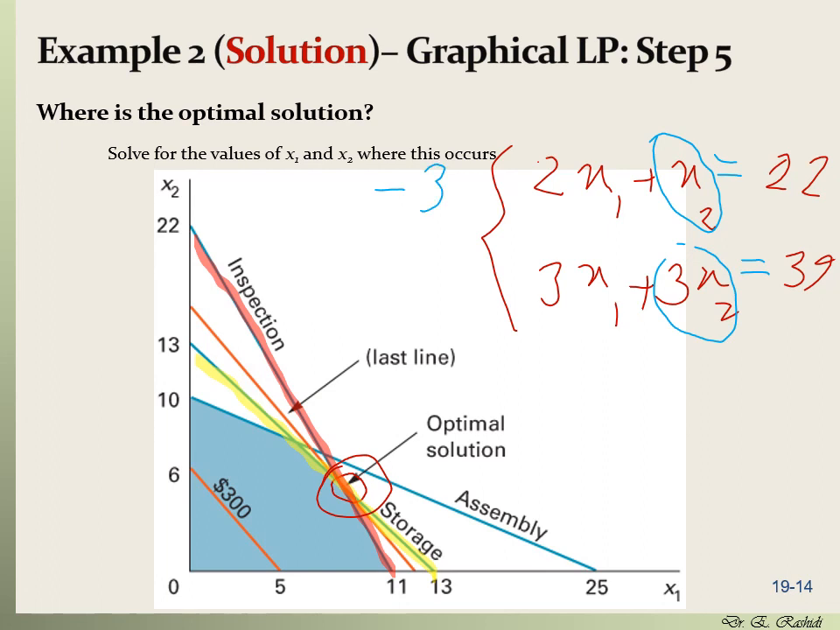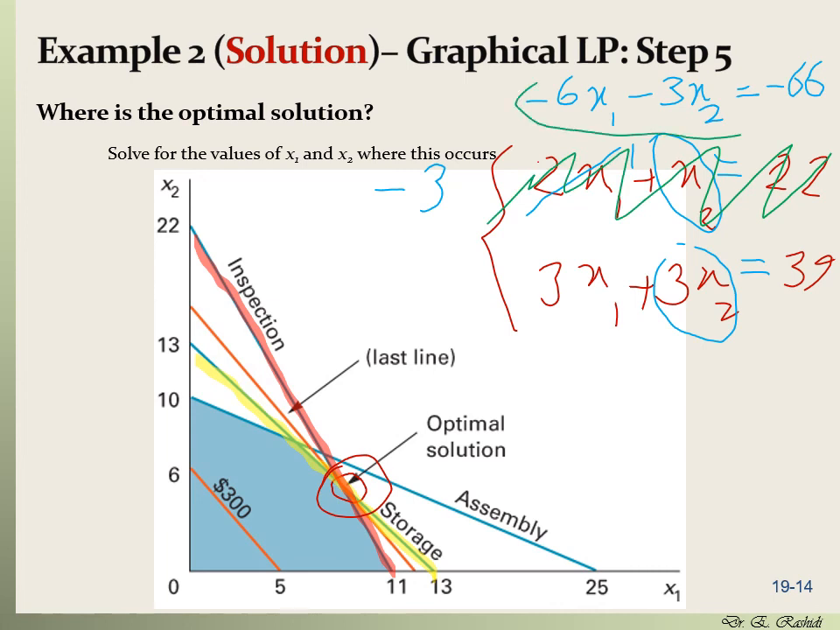If I do that, I'm going to get negative 6x1 minus 3x2 equal to 22 multiplied by -3, that's -66. Now I'm going to ignore the original equation as I replaced it with this equation, and I'm going to consider these two now.